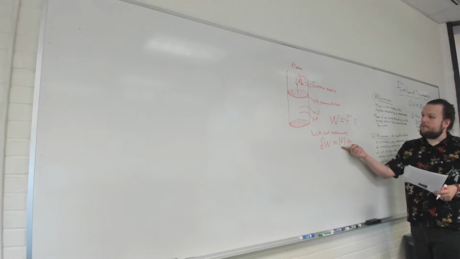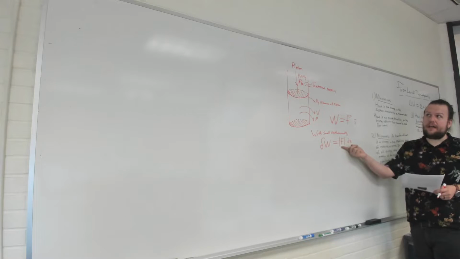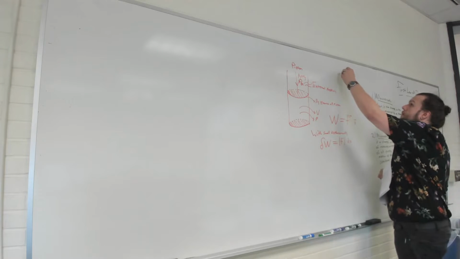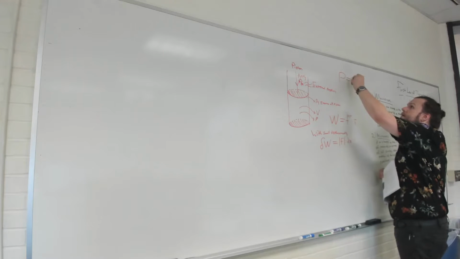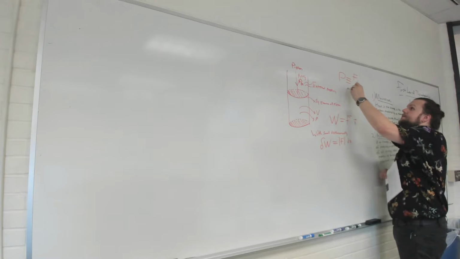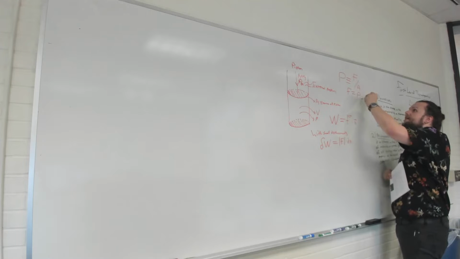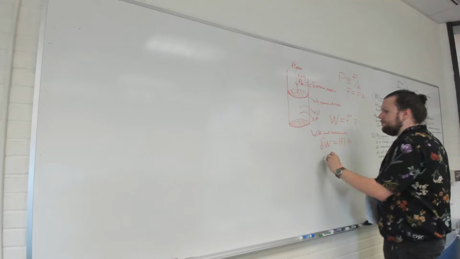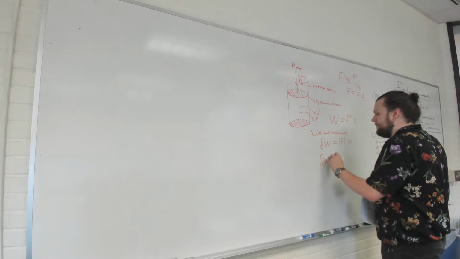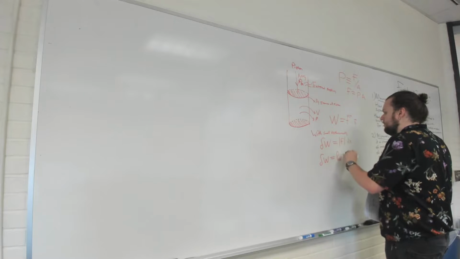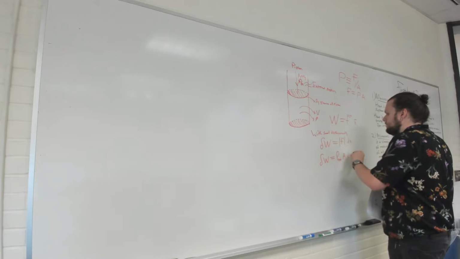Now, we don't have anything about the force here, but we do have a pressure. So how do we convert pressure to force? Well, remember that pressure is defined as force over area, which means that force is pressure times area. Which means that the small change in work is going to be the external pressure times the area times the displacement.